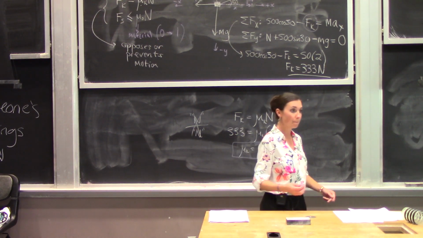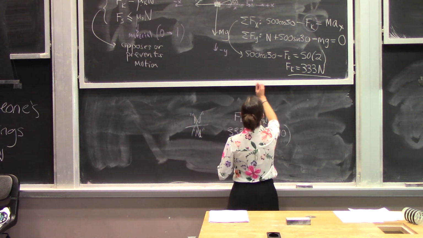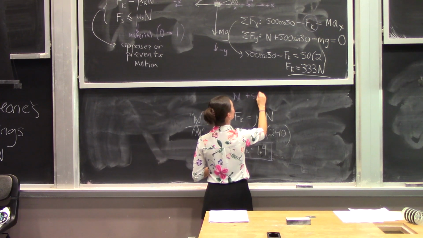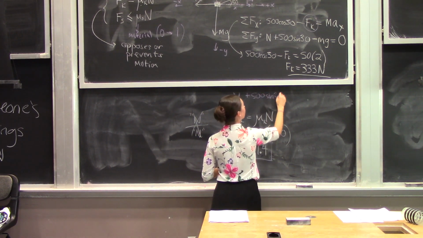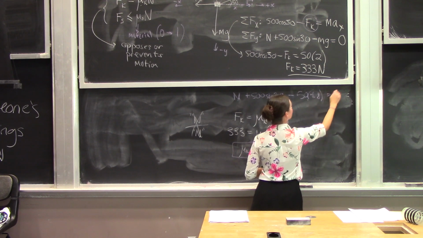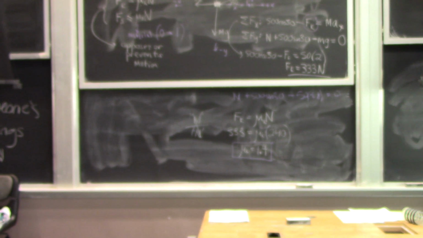Yes? Can you go through the equation? I didn't get 240. Okie dokie. So for Fy, we've got normal force plus 500 sine 30 minus 50 times 9.8 equals 0. And let me grab my calculator real quick.